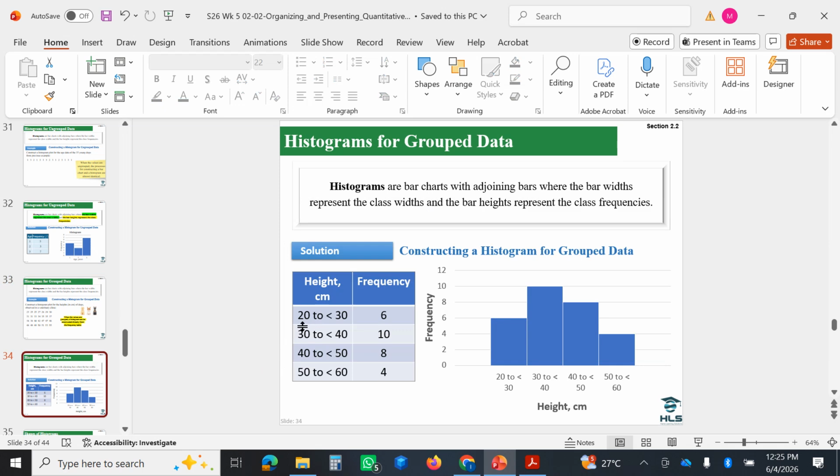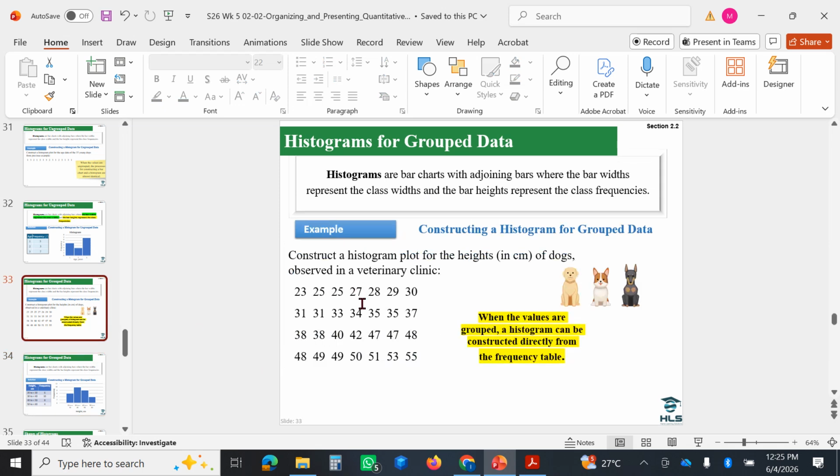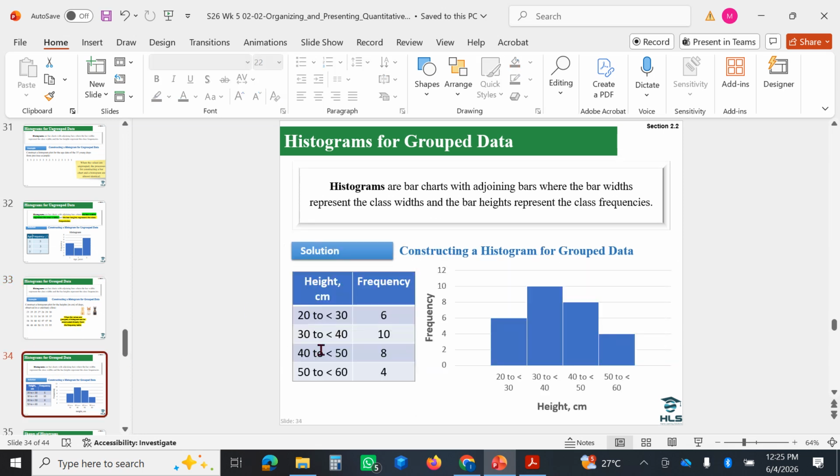Have a look here. Because this is the height in centimeters, is this discrete or continuous? This is continuous data. There's no gap in the data. So that's why we use this histogram here.